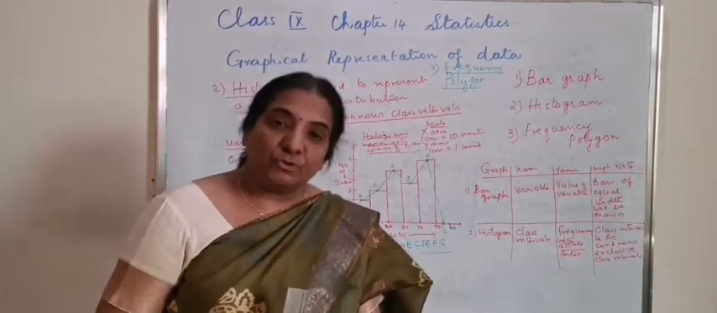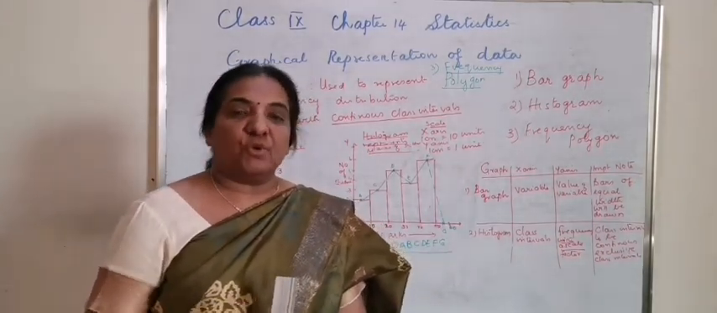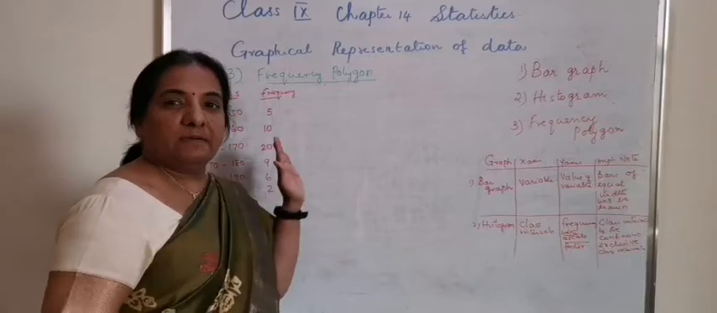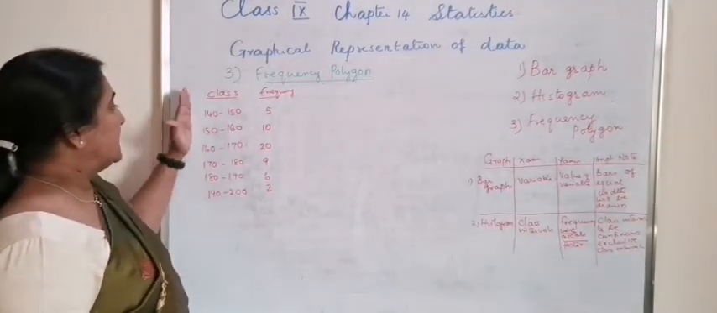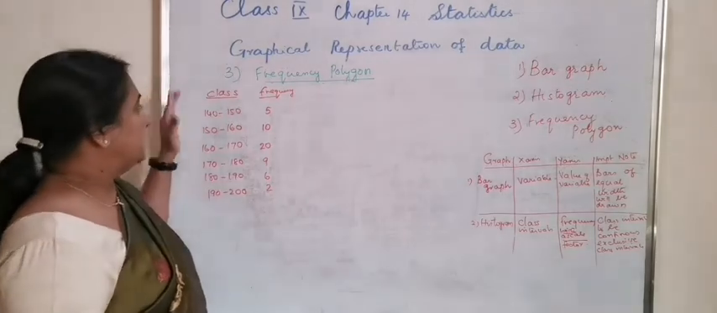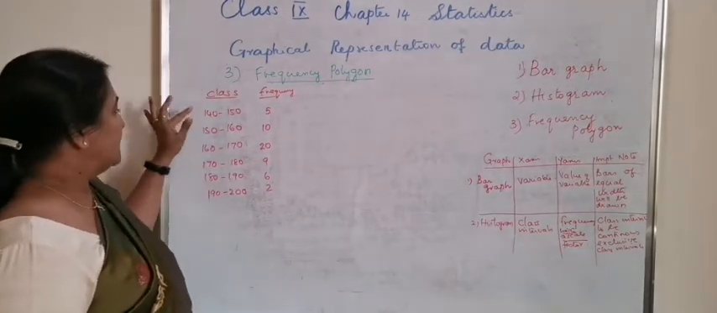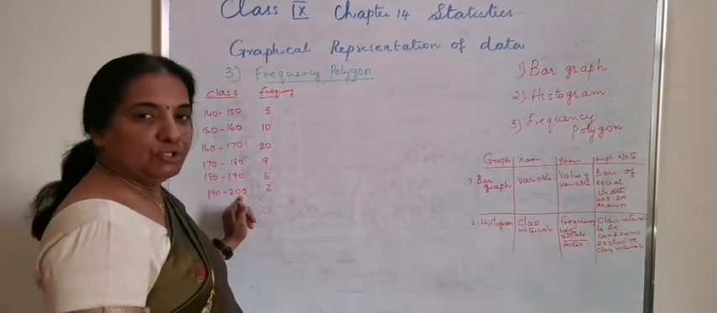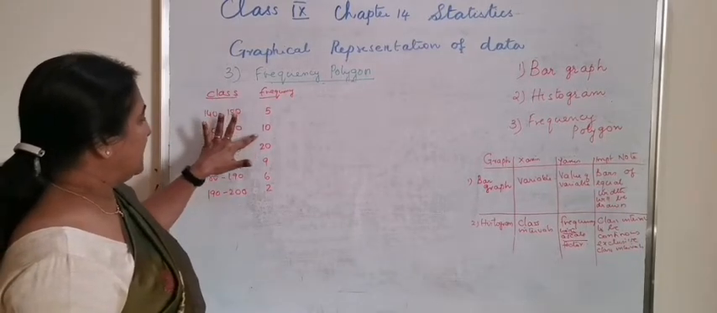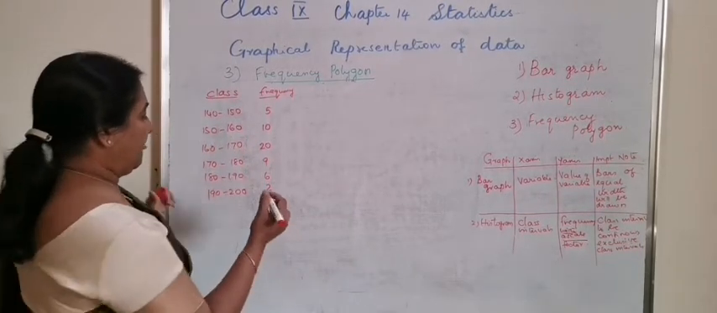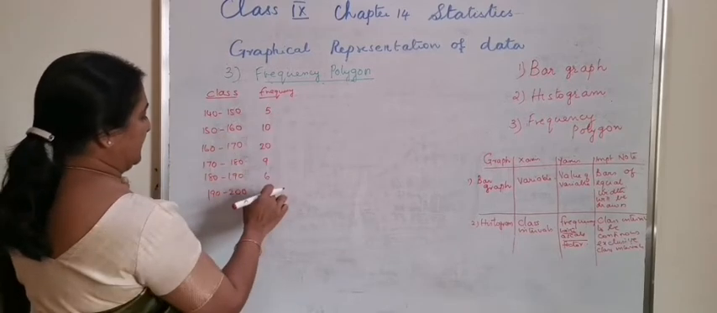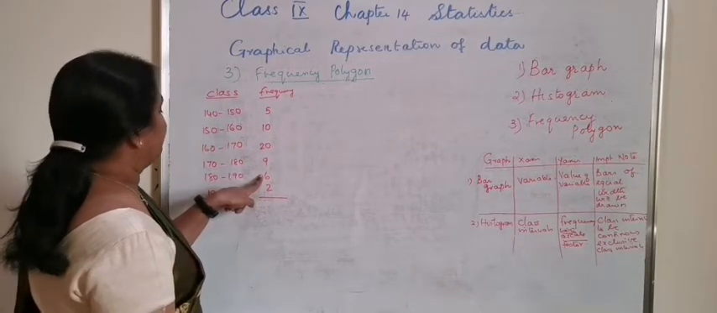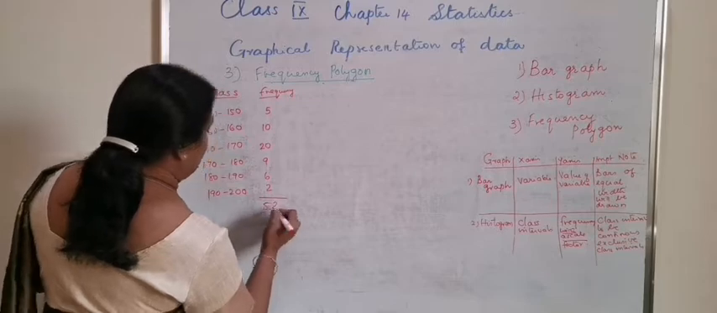And now, how to draw a frequency polygon if there is no histogram, alone on a graph paper? I'll be showing it as the next example. Let's see how to represent this data in a frequency polygon. The classes are given as continuous intervals 140 to 150, 150 to 160 and so on till 190 to 200. And the frequencies are 5, 10, 20, 9, 6 and 2. So 20 plus 30, 35, 36, 37, 37 plus 6 is 43, plus 9, 52.